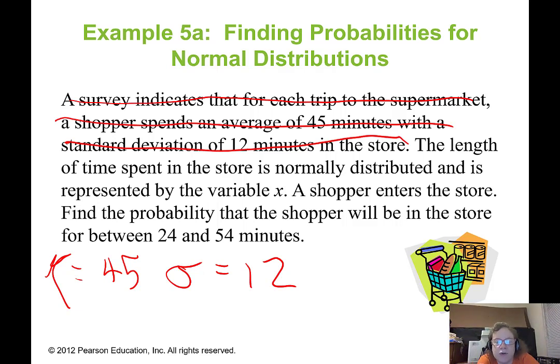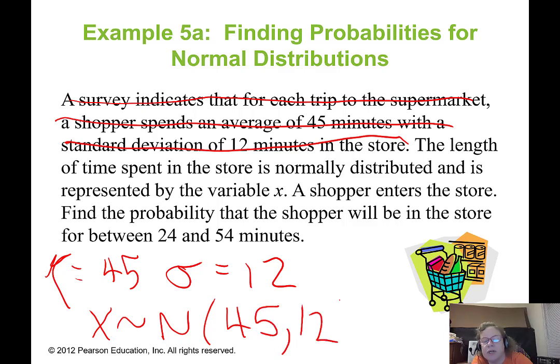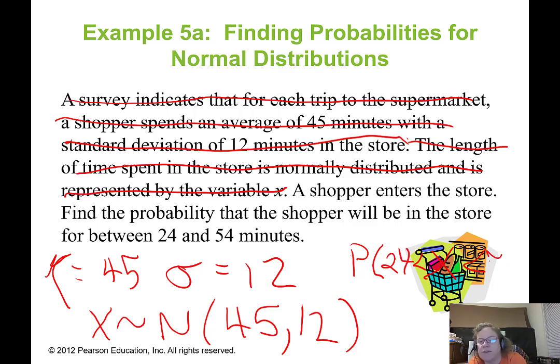The length of time spent in the store is normally distributed and is represented by the variable x. Aha! So x is distributed normally with a mean of 45 and a standard deviation of 12. All right, now I can cross out this part, that sentence. A shopper enters the store. Find the probability that the shopper will be in the store for between 24 and 54 minutes. So what I'm looking for, and I've run out of room to write it, but I will try anyway, is the probability that x is between 24 and 54.